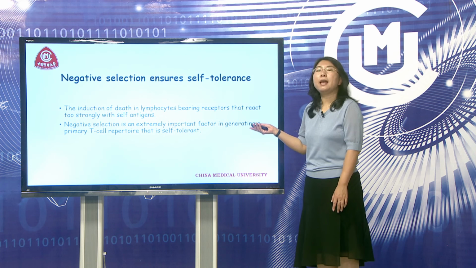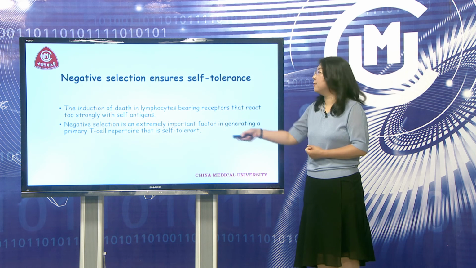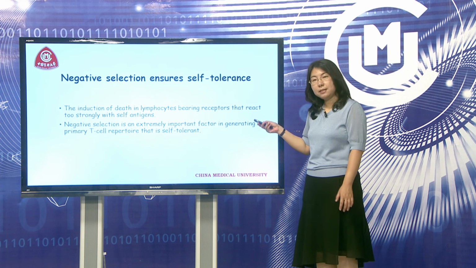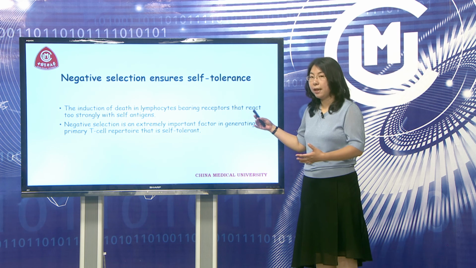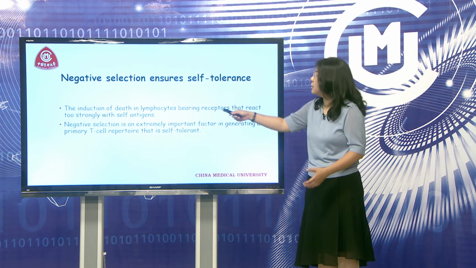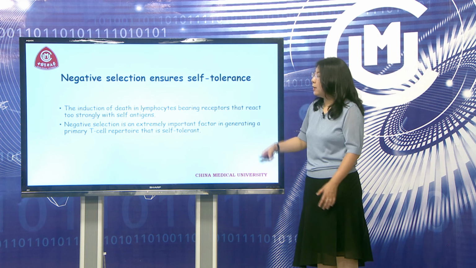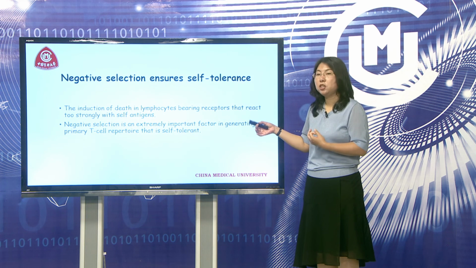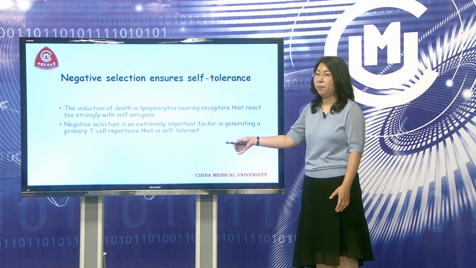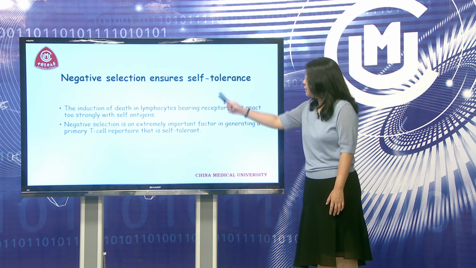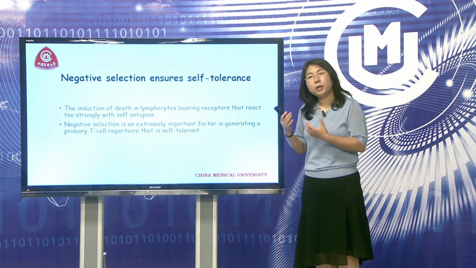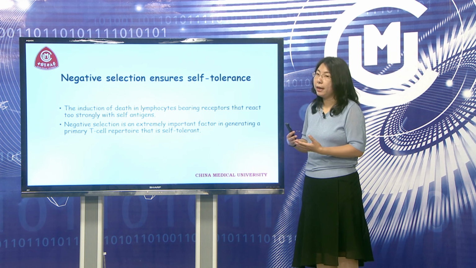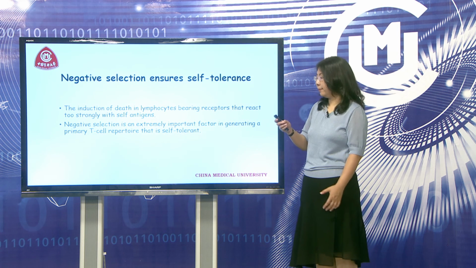And negative selection ensures the T cell has self-tolerance. It induces death in lymphocytes bearing receptors that react too strongly with self-antigen. So negative selection is an extremely important factor in generating a primary T cell repertoire. So this T cell is self-tolerant. So we don't have self-reactive T cells in our body. If we had them, that would be dangerous.